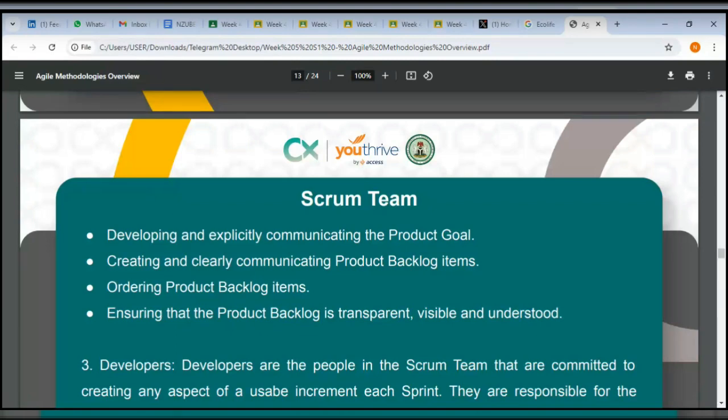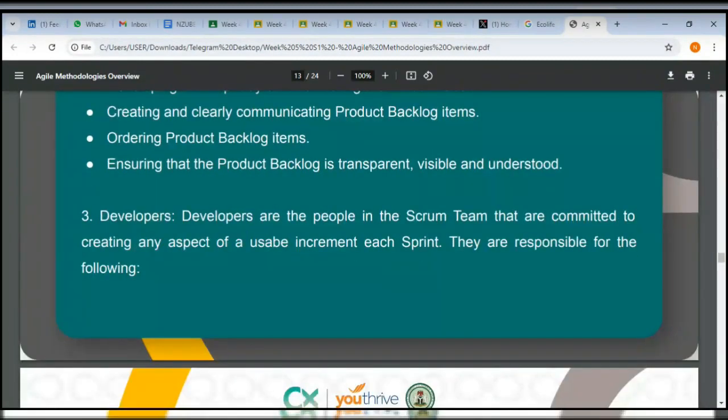So for whatever backlog item you have, it's your responsibility to place an order, like you're placing an order by making requests: I need two front end developers to help me with this, or I need a front end developer to help me with this. That's what you're ordering. And then ensuring that the product backlog is transparent, visible, and understood. This is part of your communication skills. It's not just about writing things down. It needs to be done in such a way that everybody has a clear understanding of what is being communicated.